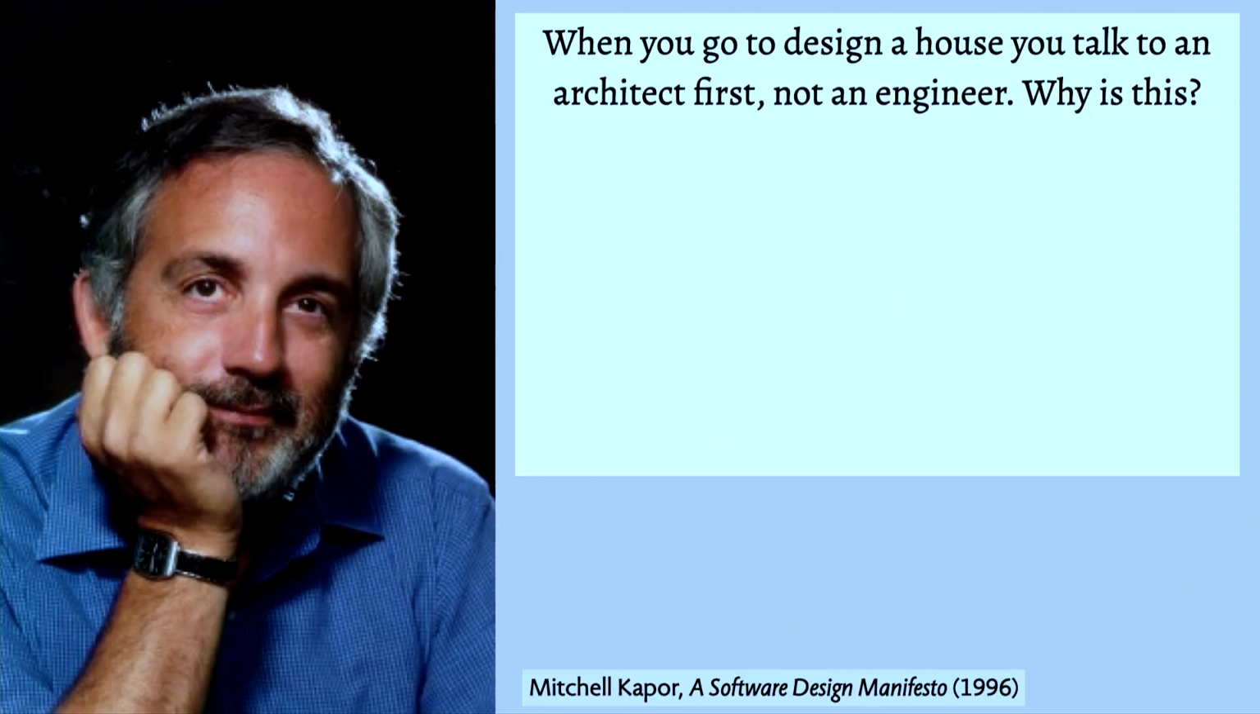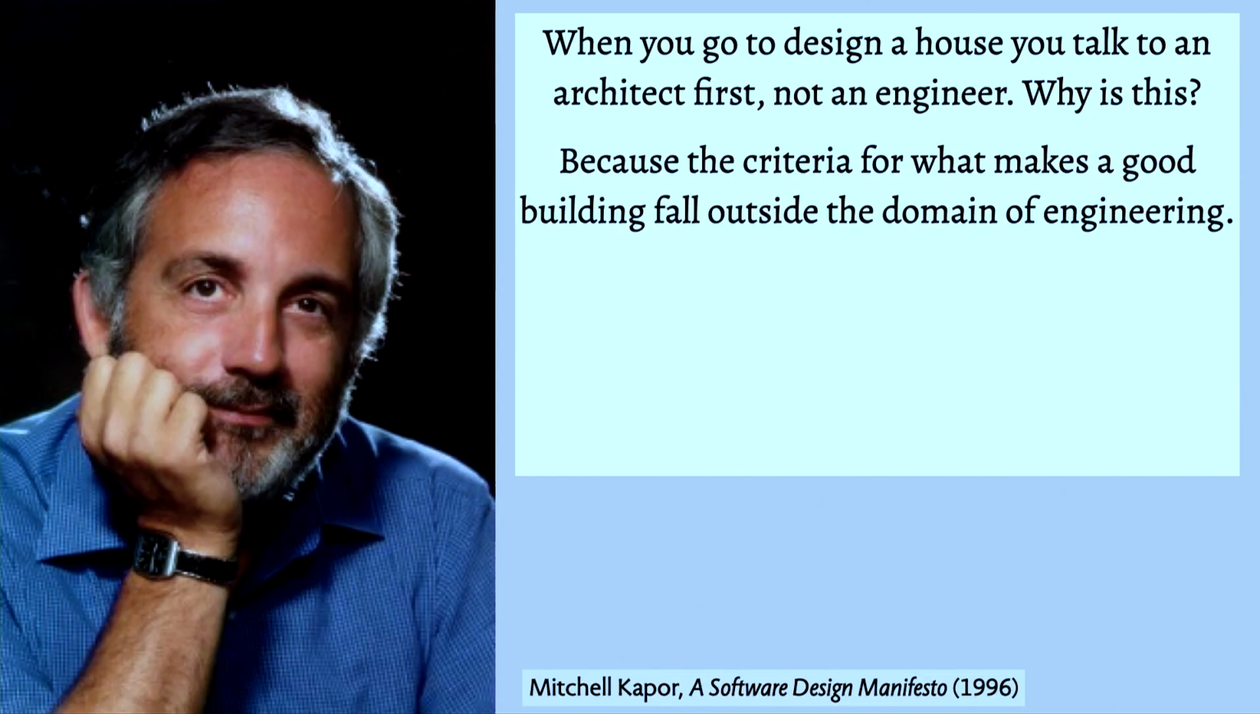He said, when you go to design a house, you talk to an architect, not an engineer. So why is that? The answer is because the criteria for what makes a good building fall outside the domain of engineering. Now, this, of course, is very hard for us at MIT to hear. The engineers might not be there from day one, but the point is, of course, you need the engineers to prevent the building from falling down. But it's no good having a building that doesn't fall down if it doesn't have space and light and so on that people actually need.